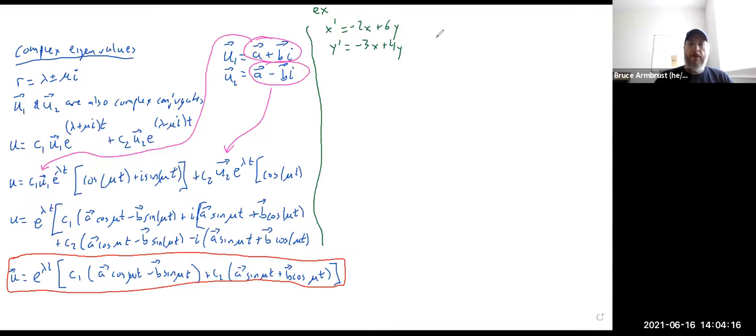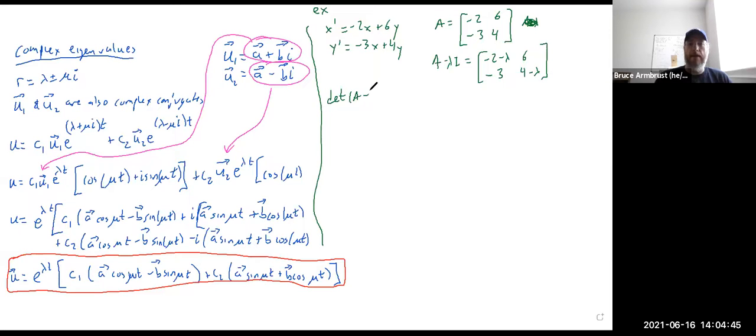All right, let's see if we can solve this. We're going to start the same way and create our matrix A: minus 2, 6, minus 3, 4. Then we want our A minus lambda I, so that's minus 2 minus lambda, 6, minus 3, 4 minus lambda. Let's get the determinant of that.